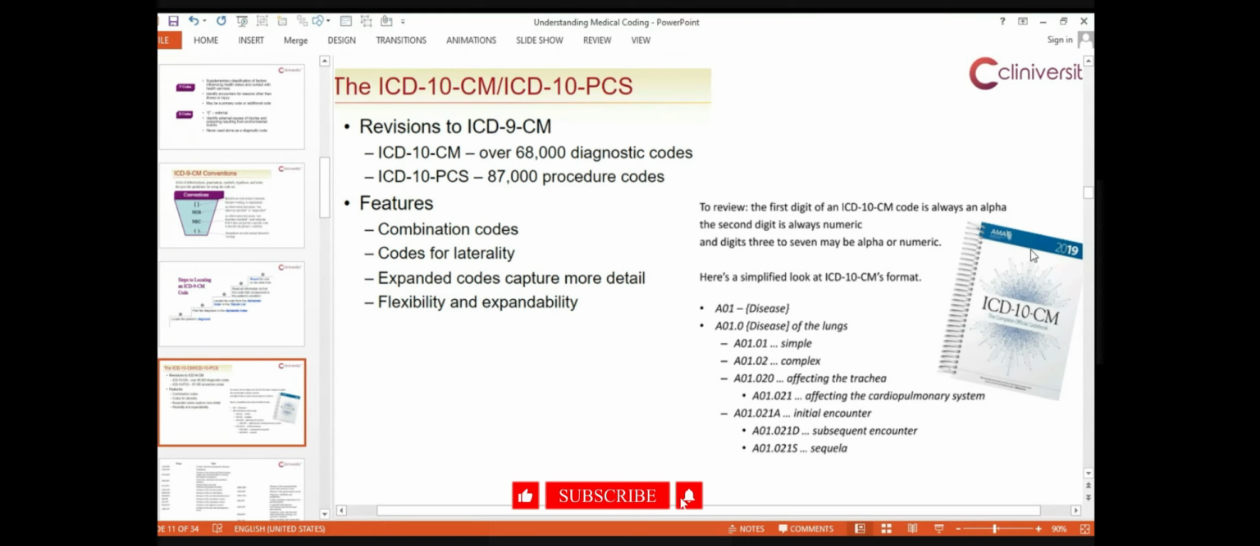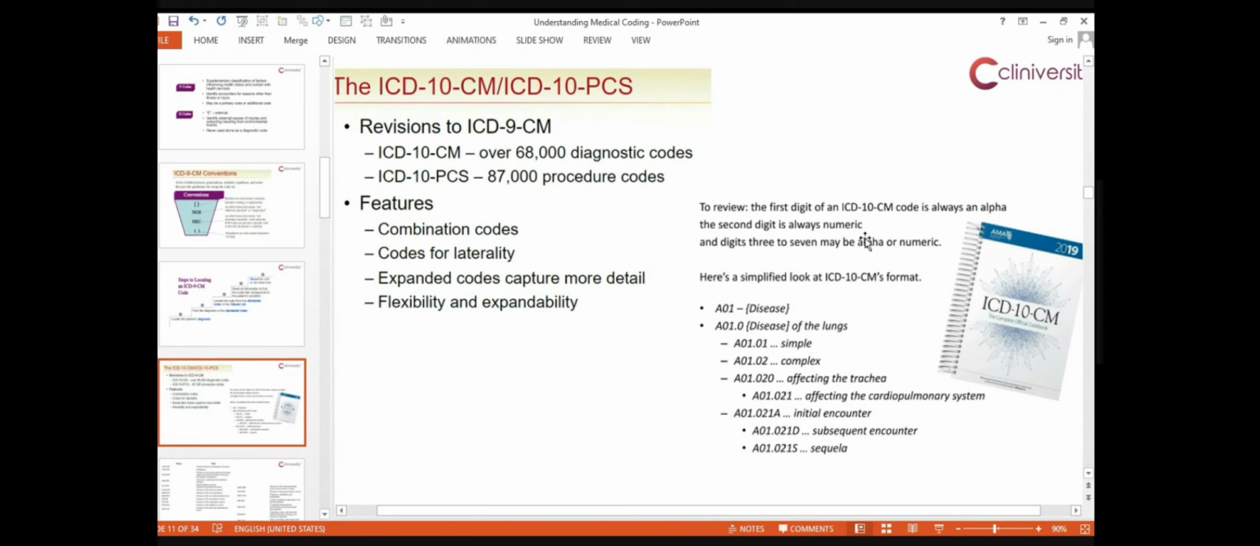Now, to review the first digit of an ICD-10 CM code, as you can see here, the first digit of an ICD-10 CM code is always an alphabet and the second digit is always a numeric. This is a thumb rule for any code assigned as per this ICD dictionary: the first digit of that code will be an alphabet. The second will always be numerical. Then the third could be any alphabet or numeric value. So that's how it goes.